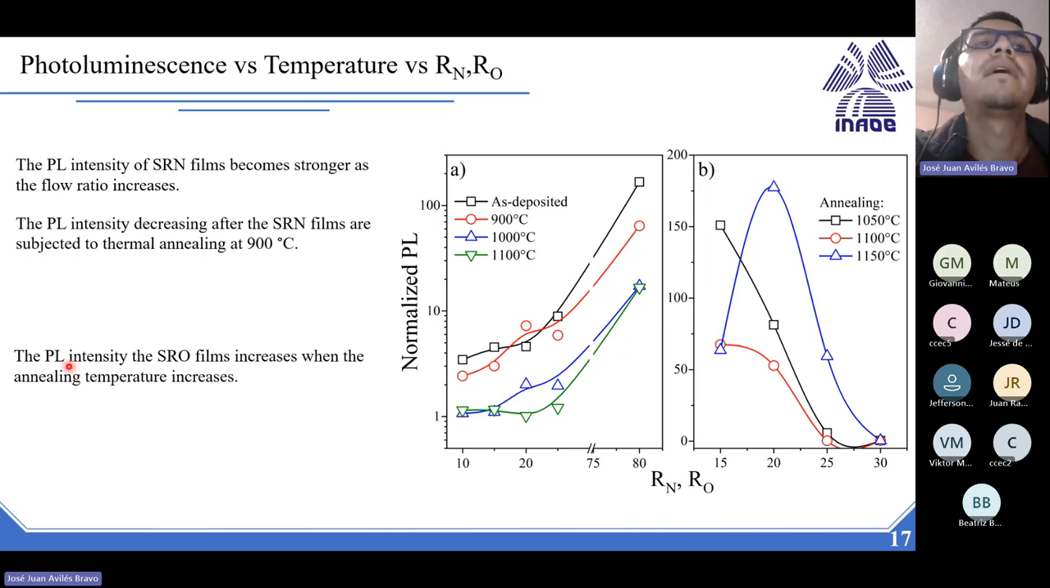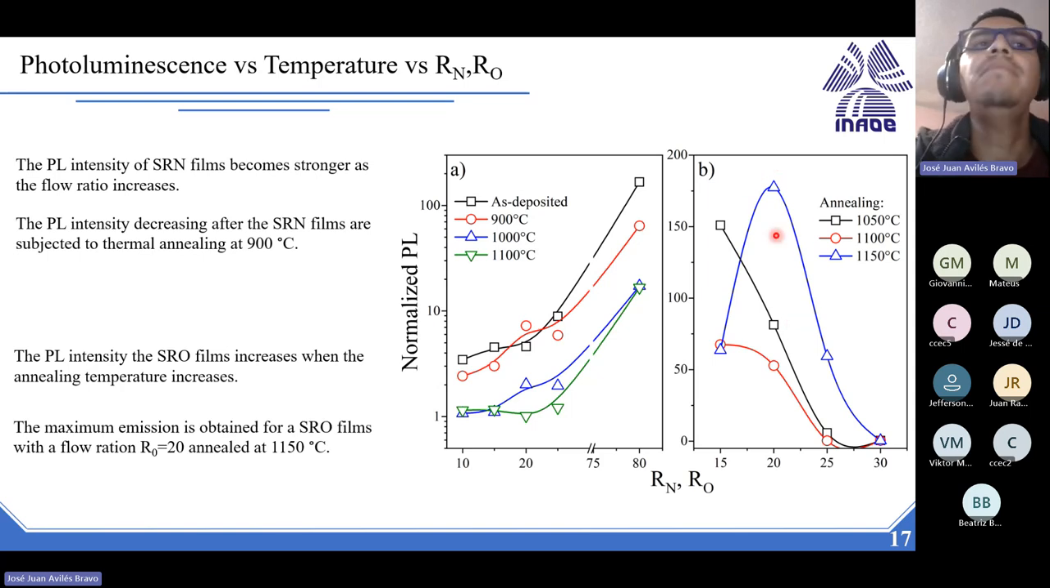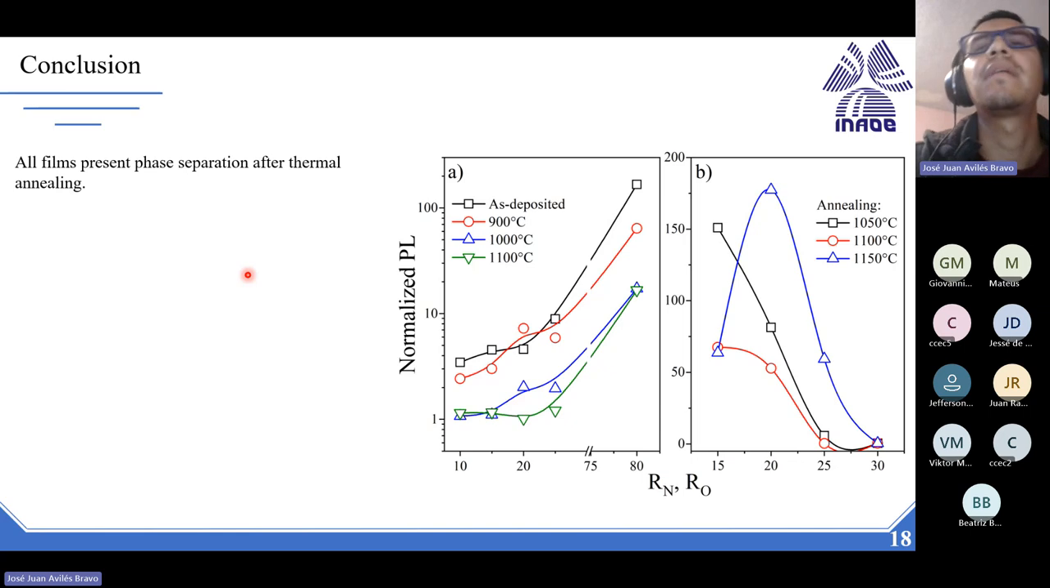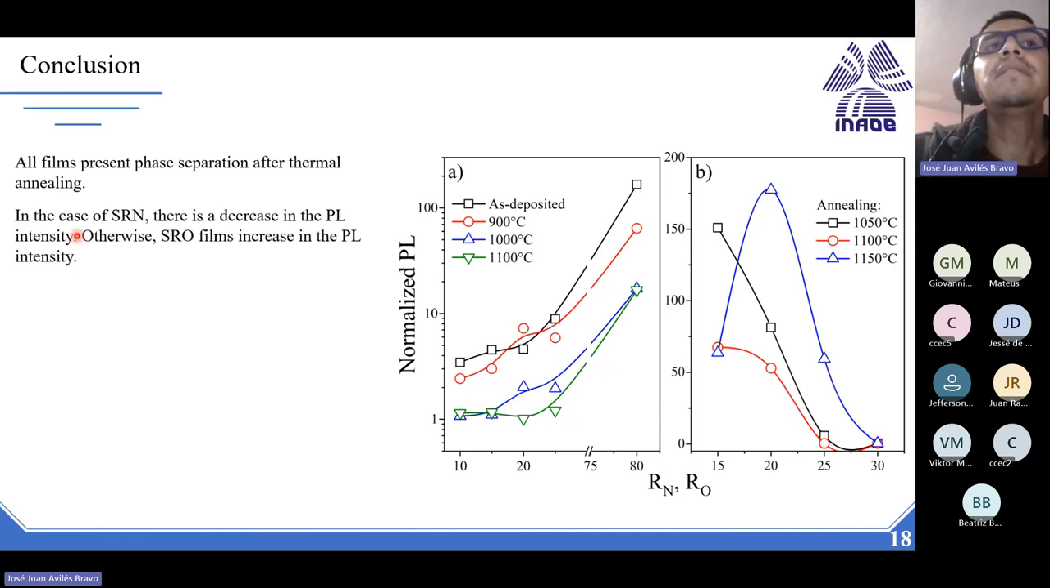In the case of silicon-rich oxides, the photoluminescent intensity of the films increases when the annealing temperature increases. The maximum emission is obtained for the films with a flow rate equal to 20 annealed at 1150 degrees Celsius. In conclusion, all the films present phase separation after thermal annealing. In the silicon-rich nitride, there is a decrease in the photoluminescence intensity after thermal annealing. On the other hand, the silicon-rich oxide films increase in photoluminescence intensity after thermal annealing.